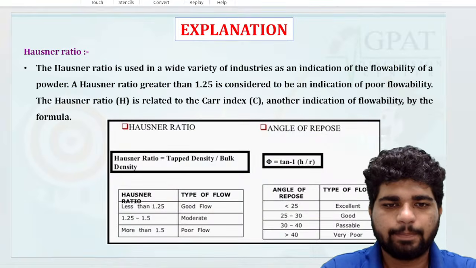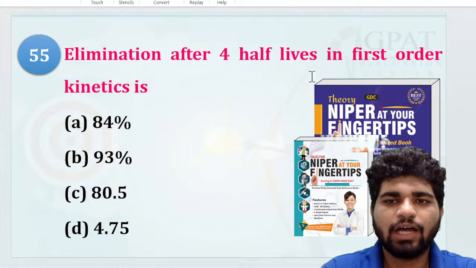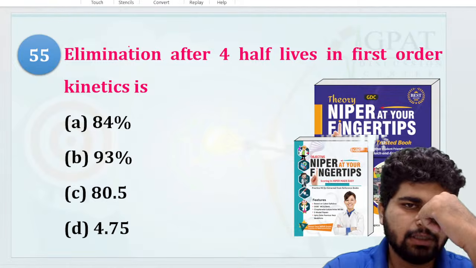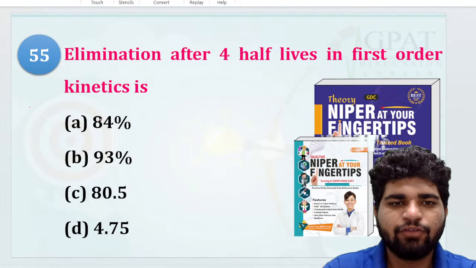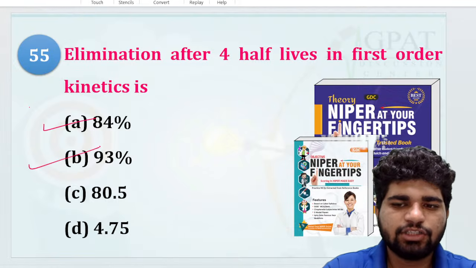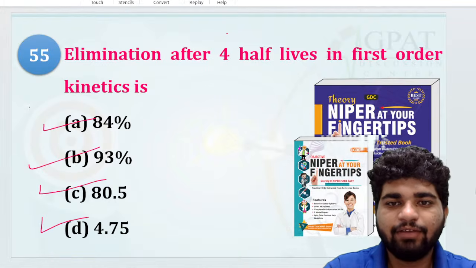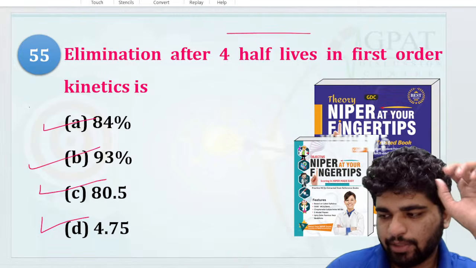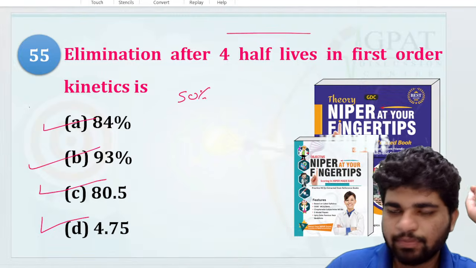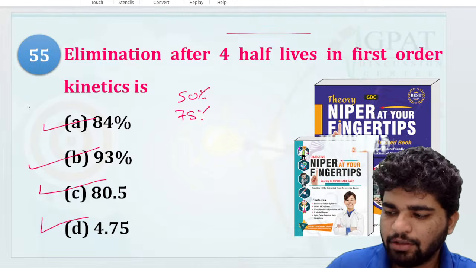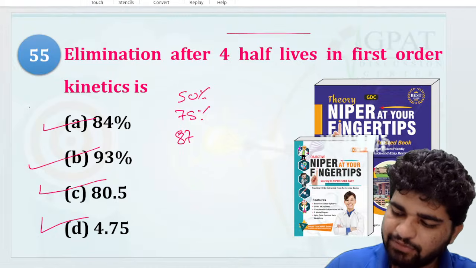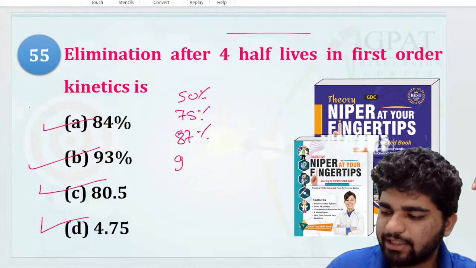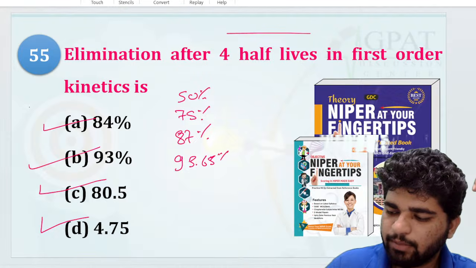Okay. So elimination after 4 half-lives in first order kinetics is what? 84 percentage, 93 percentage, 80.5 percentage, 4.75. They are asking how much is eliminated. The first half-life, 50% will be gone. Second half-life, 75% will be gone. Third half-life, 87% will be gone. And fourth half-life, 93.65% will be gone.